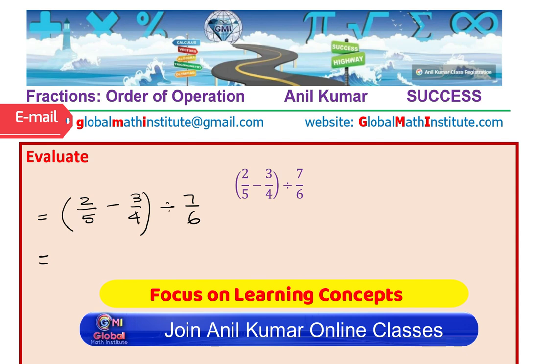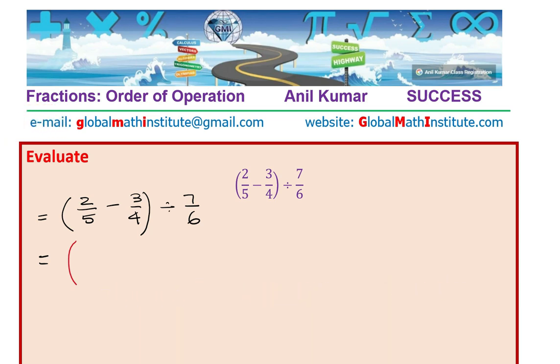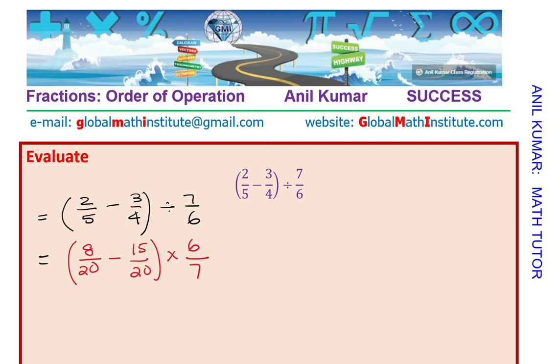So the common denominator between 5 and 4 is 20, right? So we'll make each one of them 20. Multiply 2 by 4, you get 8 over 20. And here by 5 each, so we get minus 15 over 20, correct? Divide, convert to multiplication, 6 over 7. Flip it. So this is a very, very important step. If you do this right, you get the absolutely correct answer, right?